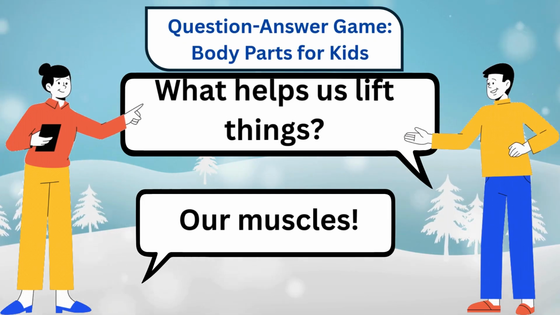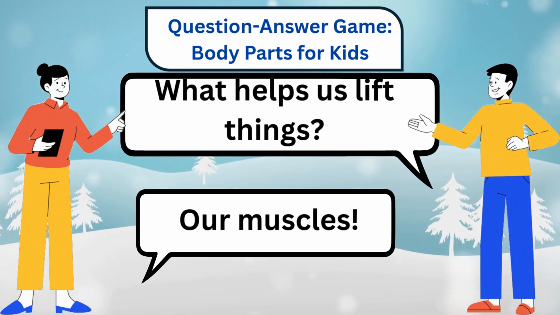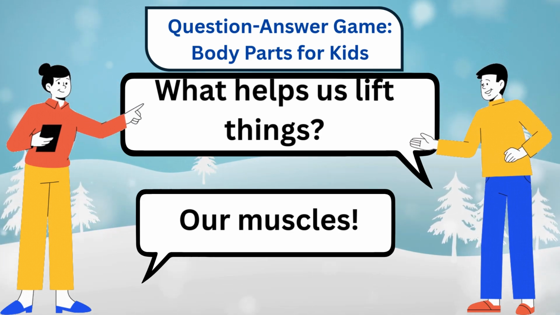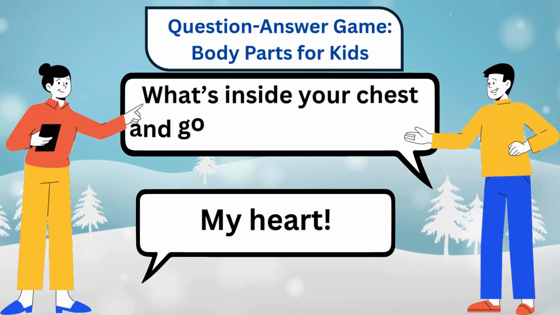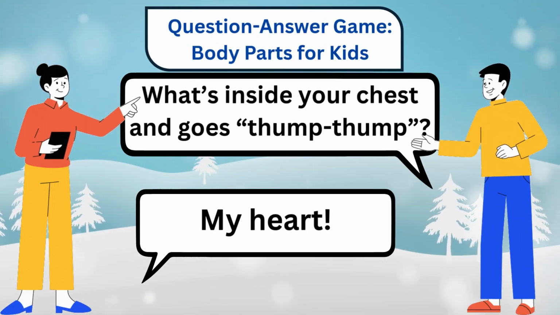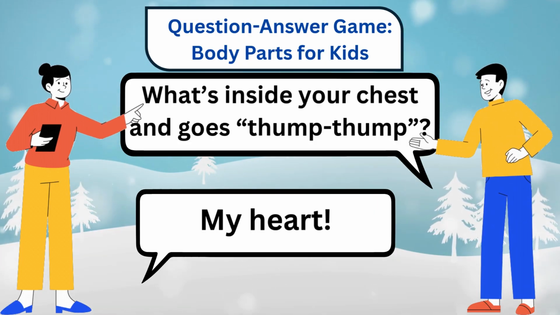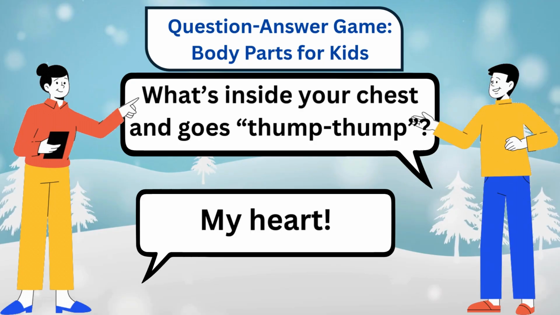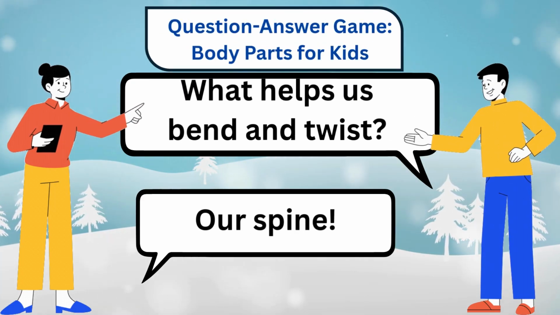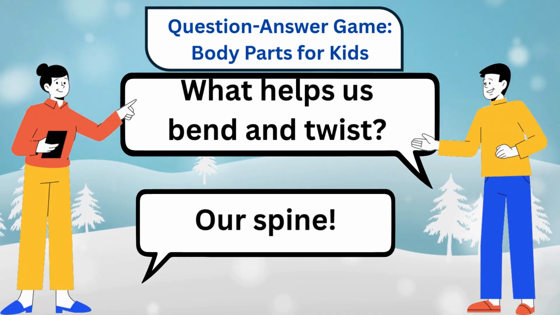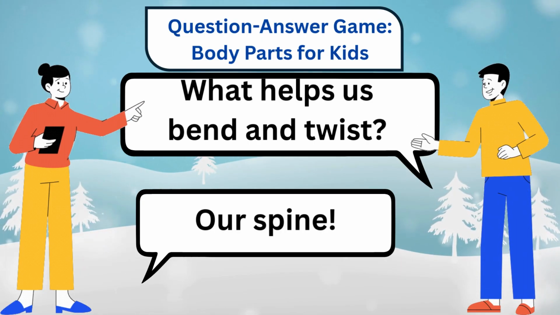What helps us lift things? Our muscles. What's inside your chest and goes thump thump? My heart. What helps us bend and twist? Our spine.